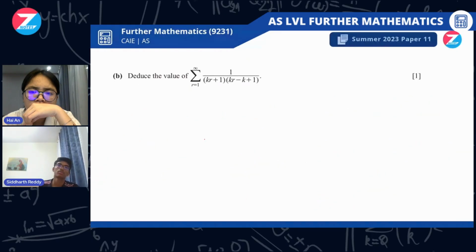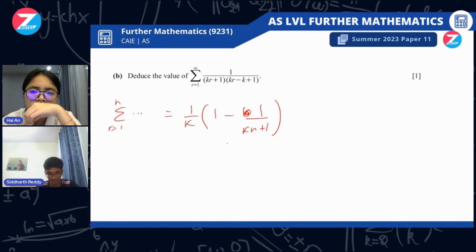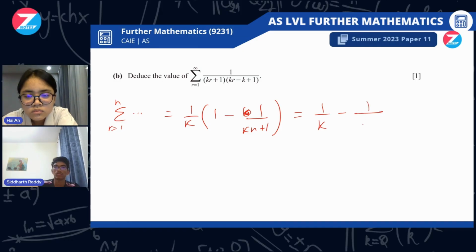So deduce the value of the sum from 1 to infinity. So previously we got that the sum from r is equal to 1 to n of this is equal to 1 by k into 1 minus 1 by kn plus 1. So now we have to find out the sum till infinity. So let's distribute this. So we get 1 by k minus, or we don't need to do that.